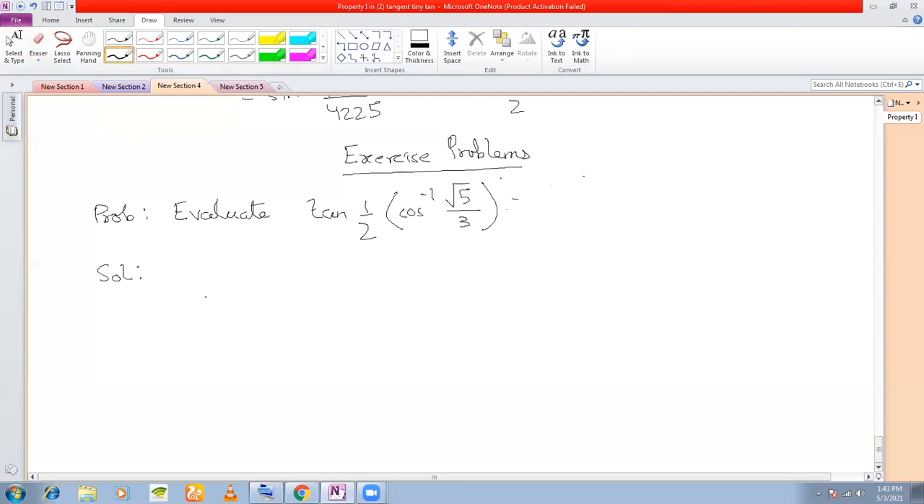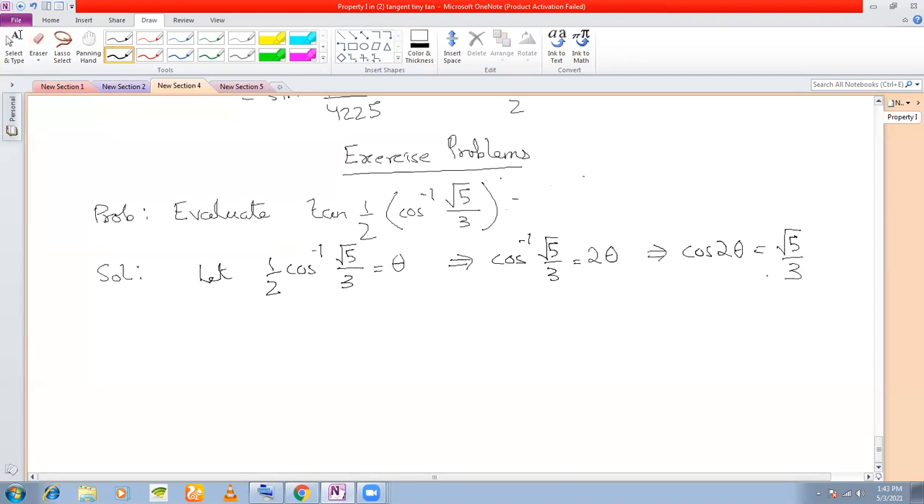So we start by saying let half cos inverse root 5 by 3 equal to theta. So that means you have cos inverse root 5 by 3 is equal to 2 theta. That means you have cos 2 theta is equal to root 5 by 3.